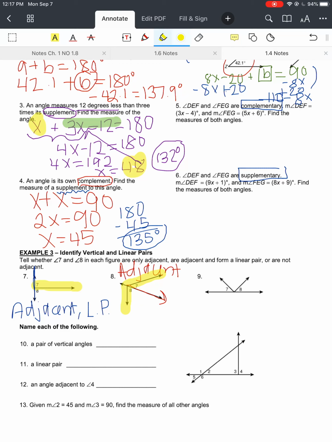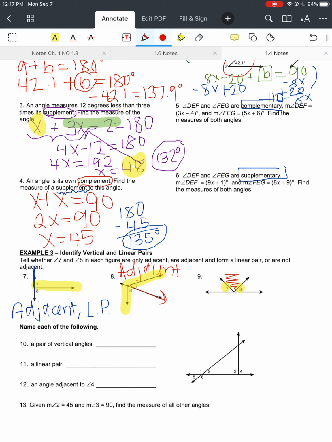All right, last one for this, number 9, angles 7 and 8. Are they adjacent? Are they right next to each other? They're not adjacent. Notice there's this angle here on the inside that's adjacent to 7 and to 8, but it's preventing 7 and 8 from being next to each other. They don't share a side. I can't highlight any ray that they share. If they're not adjacent, then they definitely can't be a linear pair.